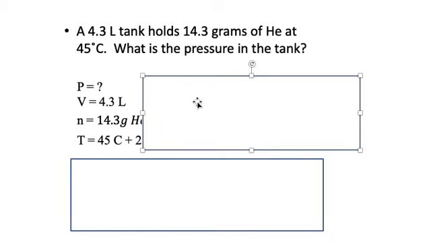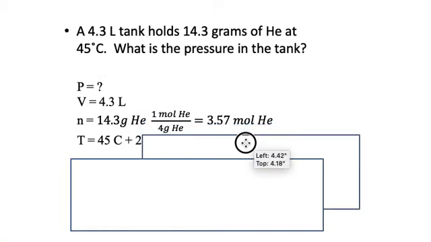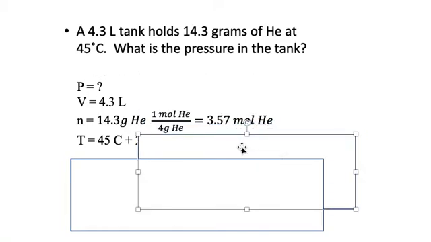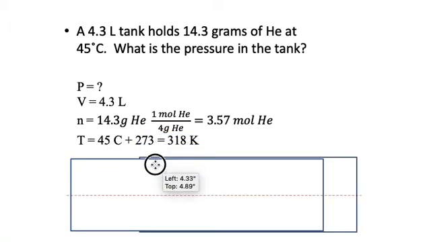All right, so the amount of gas was given in grams, and we know to put it into the ideal gas equation, it needs to be in number of moles. So the first thing I'm going to do is convert that 14.3 grams of helium into moles using the molar mass of helium. So the molar mass of helium from the periodic table, 4 grams per mole. So we convert and we get moles of helium. Temperature was given to us in Celsius. So we're going to add 273 to get the temperature in Kelvin.